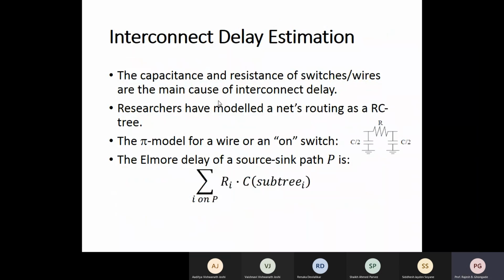Then interestingly, we have what is called interconnect delay estimation. This is the report that will be generated once you fit your design, place and route inside the FPGA. This is the final report that you are going to get. So delay estimation is going to be another important aspect. The capacitance and resistance are definitely responsible for such delay. Now, which kind of capacitance? How does capacitance come into the picture?